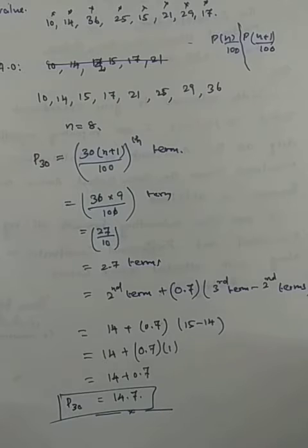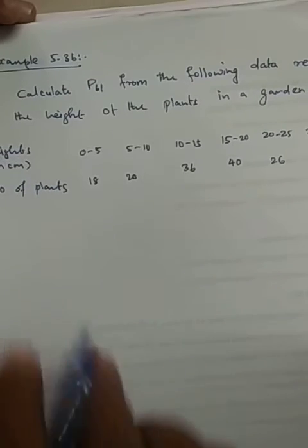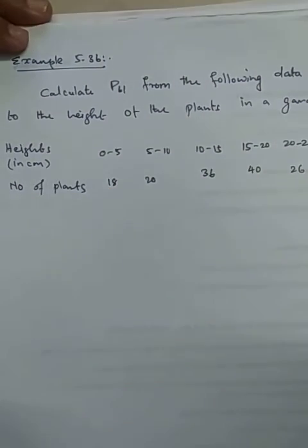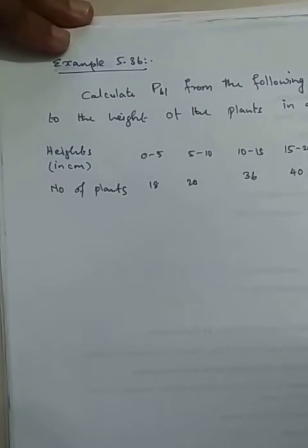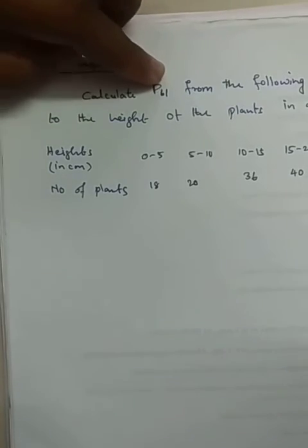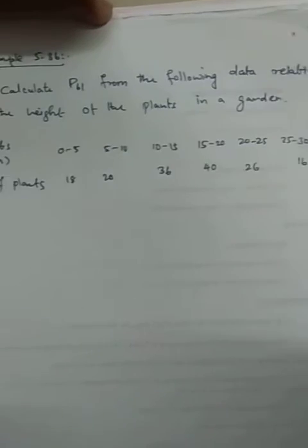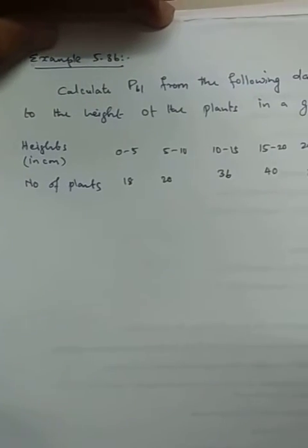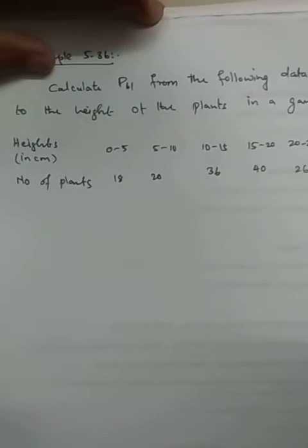Okay. So now this is for raw data, same thing we are having. One more thing is for group data. Group data is what here? Calculate, this is an example you see. Calculate P61 for the following data relating to the height of the plants in a garden. They are saying the data are height in centimeters and number of plants. That's the value given.